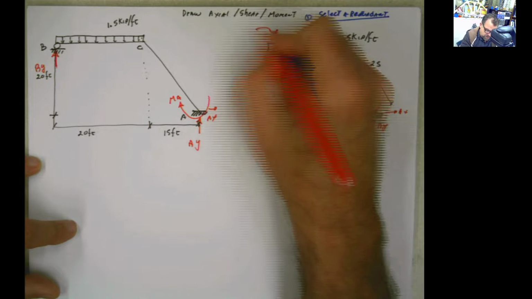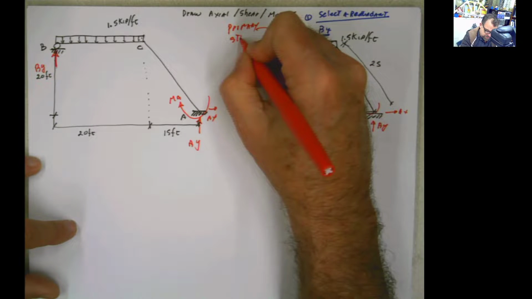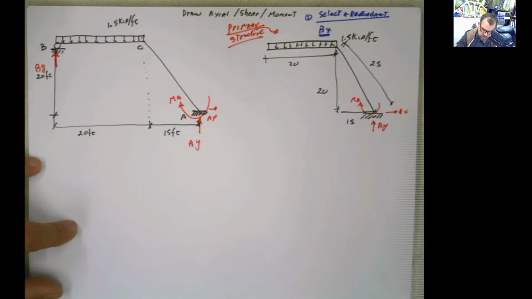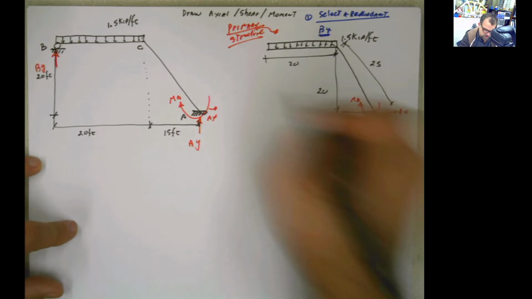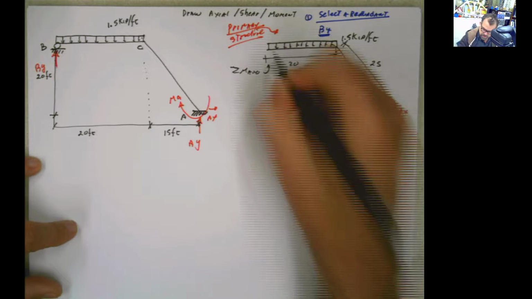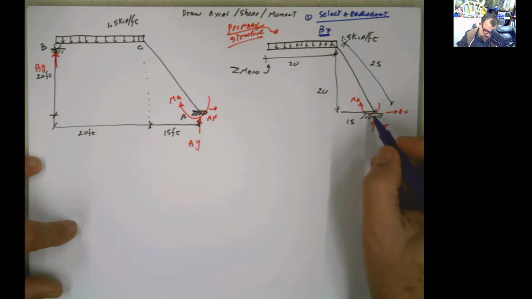Remember, this is called the primary structure. Okay, how do we calculate the reactions? Whatever way you want to. Summation of moments at A equals 0. Let me use the blue for that. Summation of moments at A equals 0.